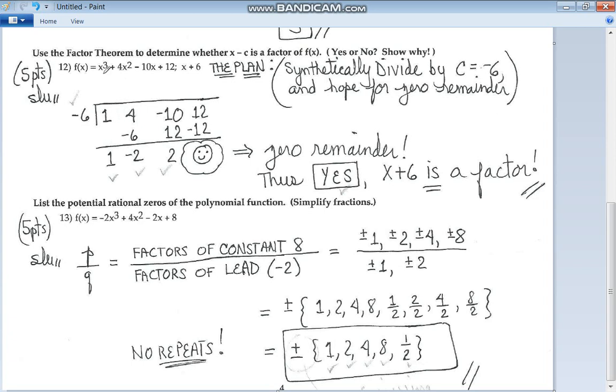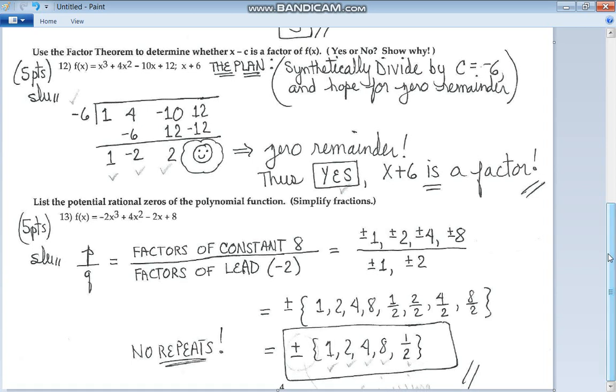So we're going to divide the coefficients of the polynomial, 1, 4, negative 10, 12, by the c value, negative 6. Bring down the 1, multiply by negative 6, and then add, we get negative 2, multiply by negative 6. Add, we get 2, multiply by negative 6. Add, we get 0. Hooray, party time! We have a 0 remainder. What does that mean? Then it means the answer is yes. Yes, x plus 6 is indeed a factor of the polynomial.